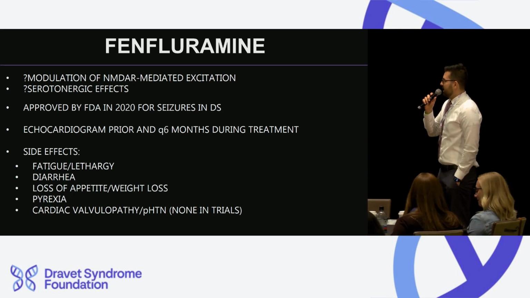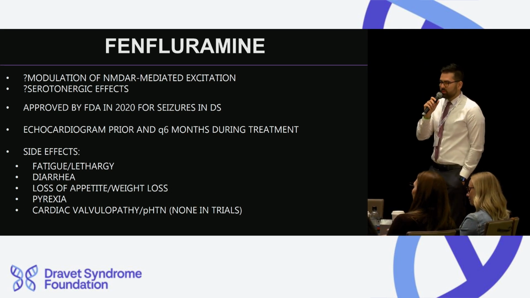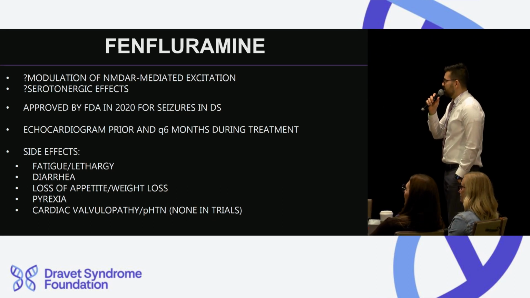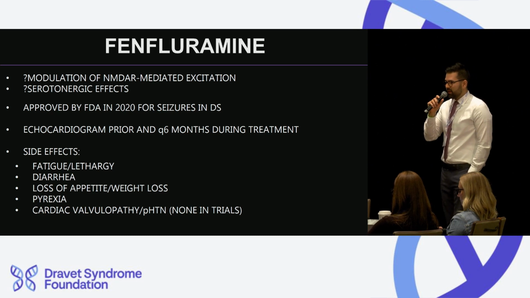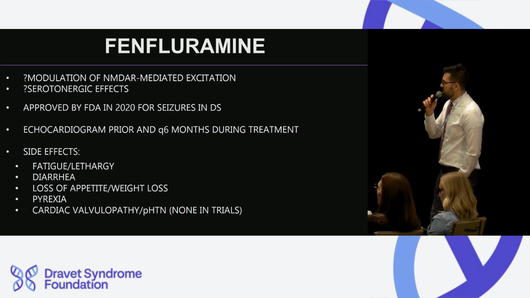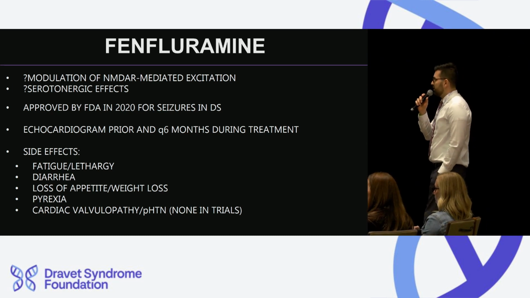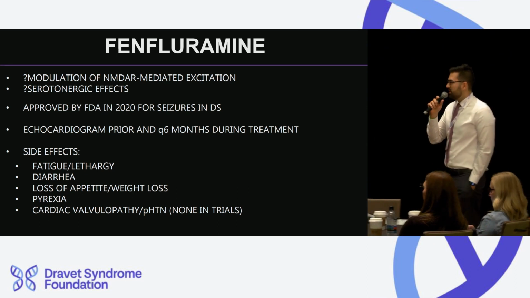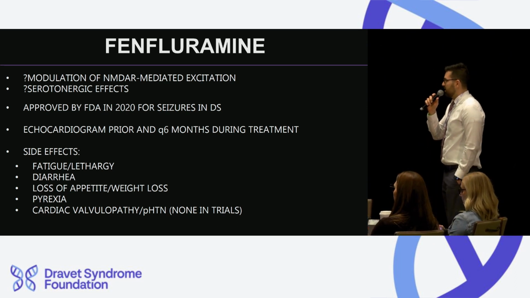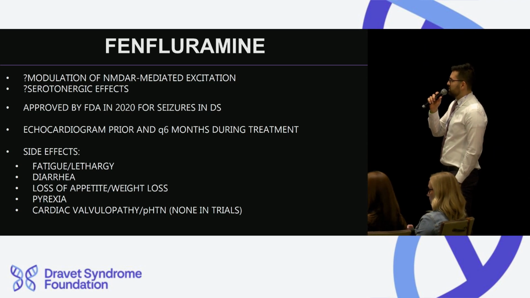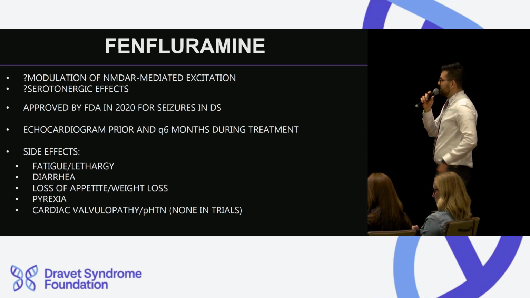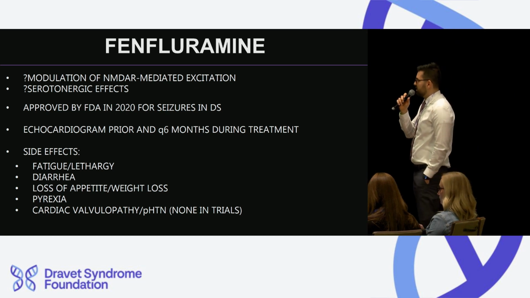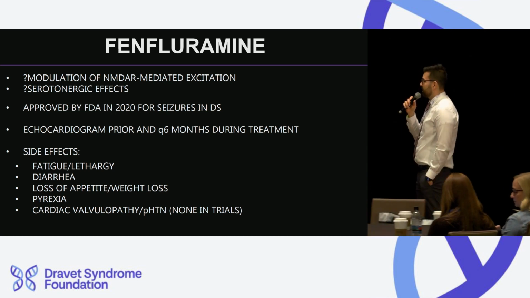So back to the medication. I don't think we really know how it works, but there are some theories. I think the biggest one is the serotonergic effects that could potentially improve seizure control. There's also this mechanism of action, the sigma-1 receptors, that could be contributing to how fenfluramine acts on seizures as well. And there's this question about modulation of the NMDA receptor mediated excitation.